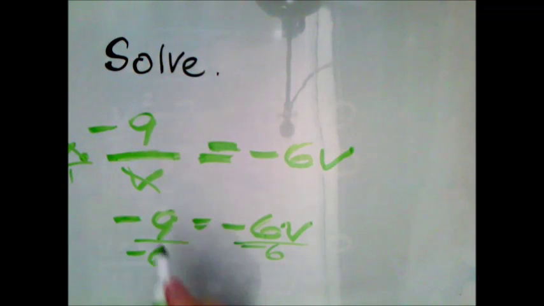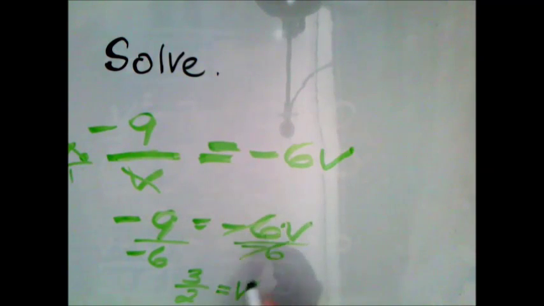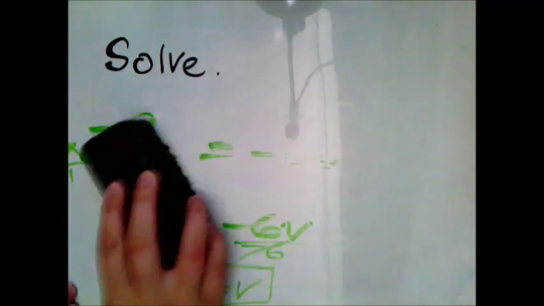And then picture as a fraction, this will definitely reduce. The negatives cancel, and 9 over 6, they're both divisible by 3. So that would be the same as 3 over 2. And -6 and -6 cancel. So v equals 3 over 2. Well, let's try another example.